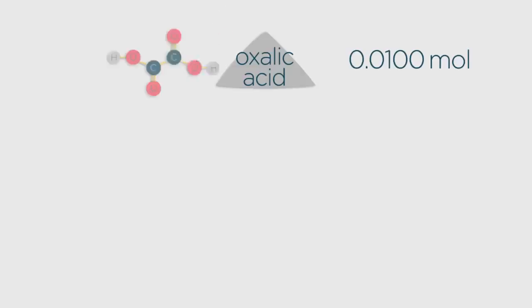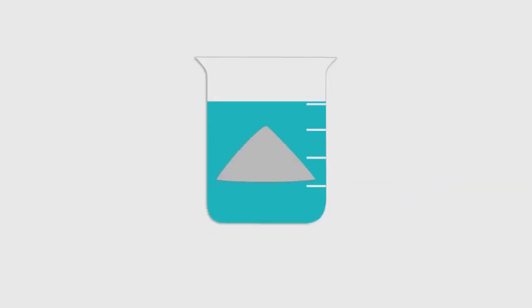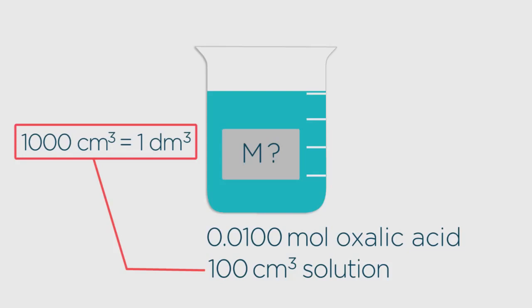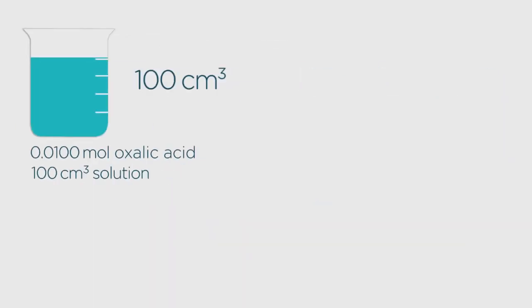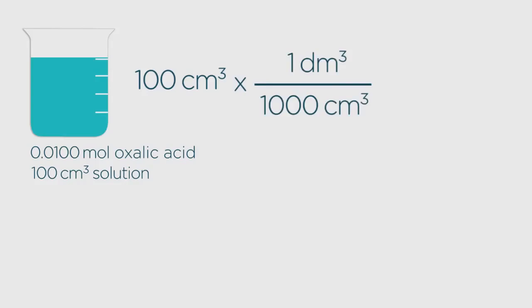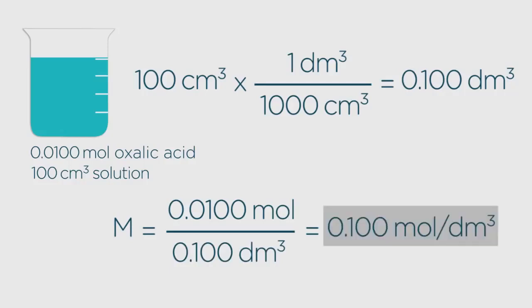0.0100 moles of oxalic acid have been added to 100 centimeters cubed of water. There are 1000 cubic centimeters in a cubic decimeter. Pause, calculate, and then resume. First divide 100 centimeters cubed by 1000 to get the volume in decimeters cubed, 0.100. Then 0.0100 moles divided by 0.100 decimeters cubed equals 0.100 moles per decimeter cubed.